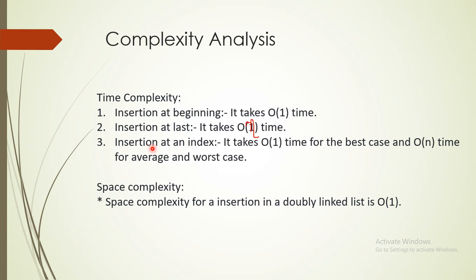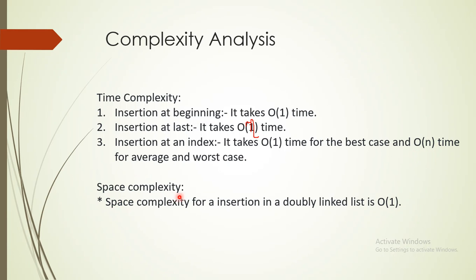And if we are inserting at an index, then it takes order of one time for the best case, like if we insert just in the starting itself. But if we are inserting till the length, we need to traverse more, then in the worst case its time will be order of n. So basically it depends on the traversing, how much we traverse. If we traverse less, it will be constant time. If we traverse equal to the length of the linked list, then it will be order of n time.